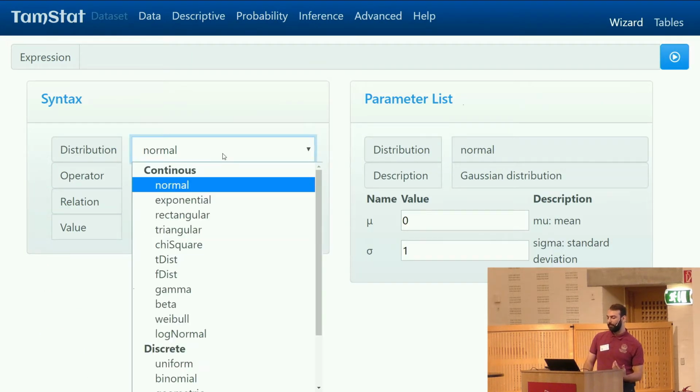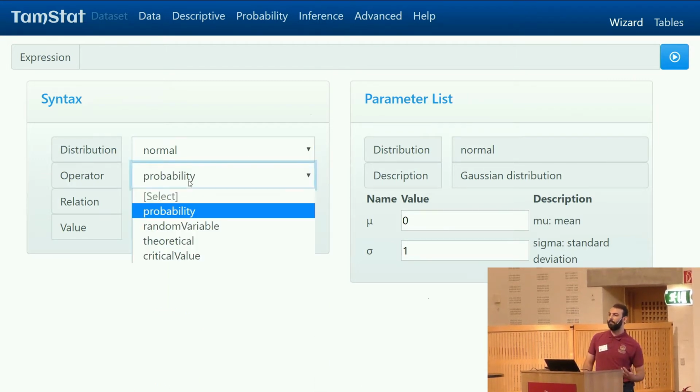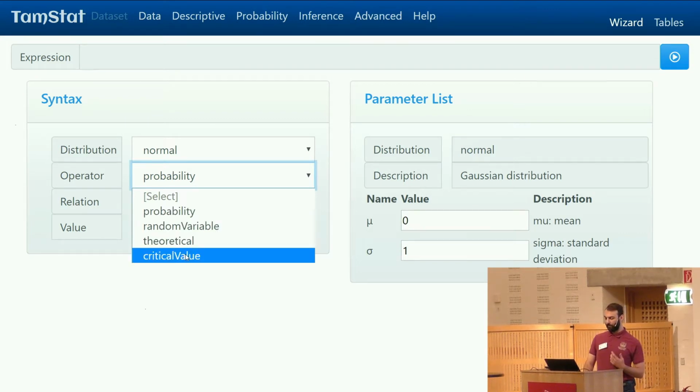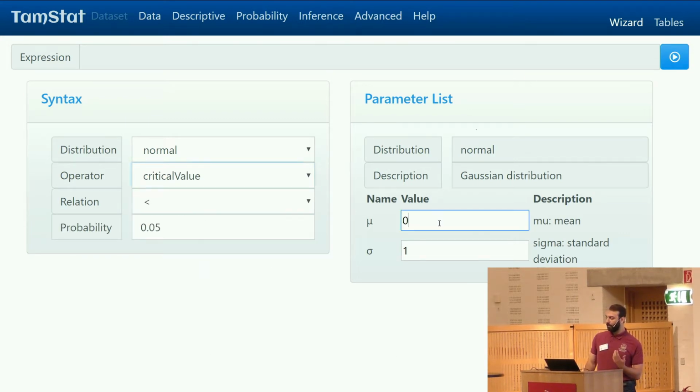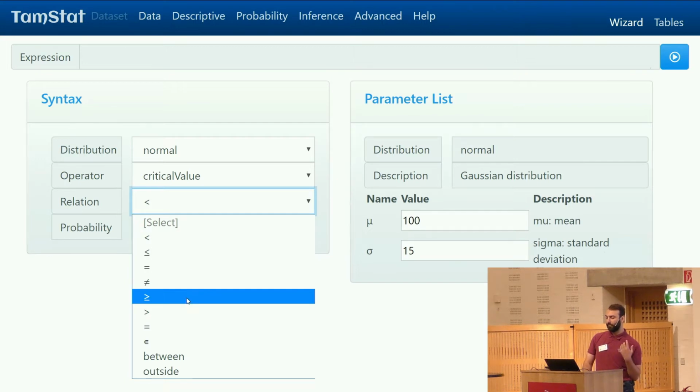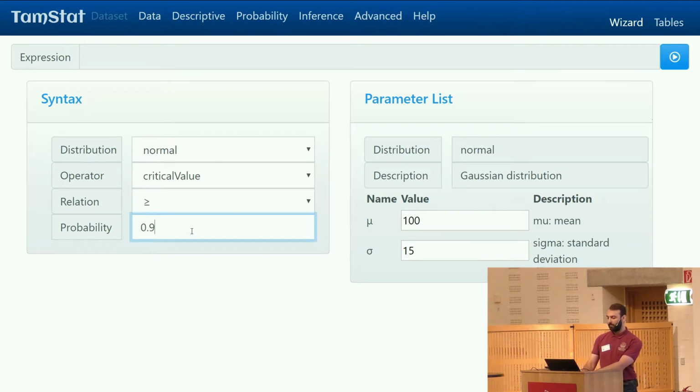And here you can see all of the probability distribution functions and the operators that work with those to find out different things. We were looking at what's the critical value for our normal distribution, where IQ scores are distributed normally with a mean of 100 and a standard deviation of 15. And we're looking for the critical value that puts us at or above that 98th percentile.